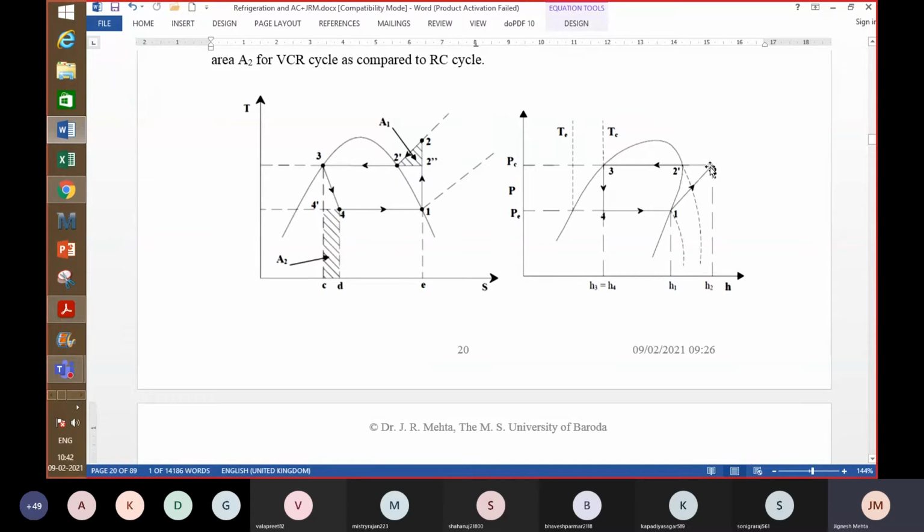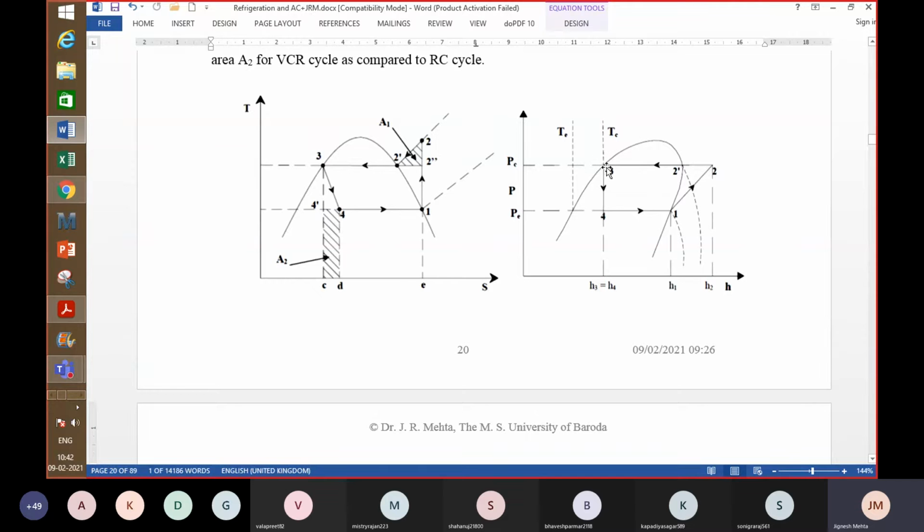So 1, 2 is the isentropic line, and then the next process is condensation. So it's constant pressure, right? It's a constant pressure process. Up to 2 dash it is not constant temperature. After 2 dash up to 3, it is constant temperature also. 2 dash is desuperheating, right? Okay. So it's constant pressure, so it's a horizontal line here.